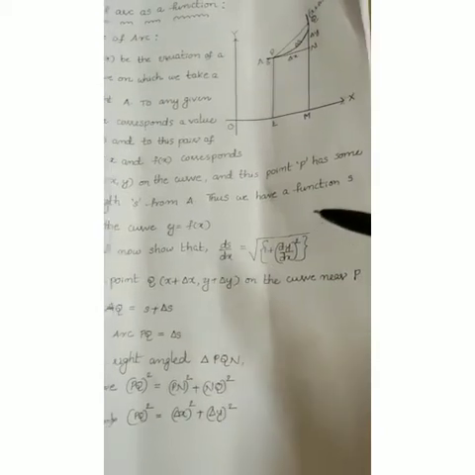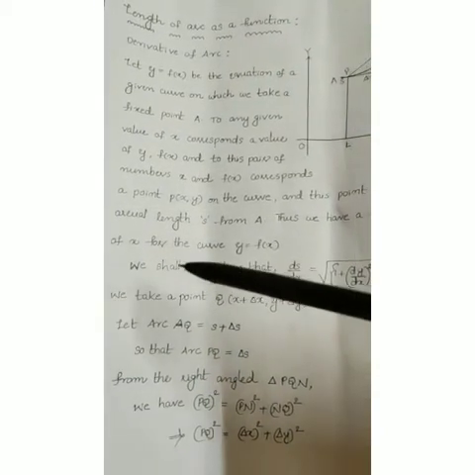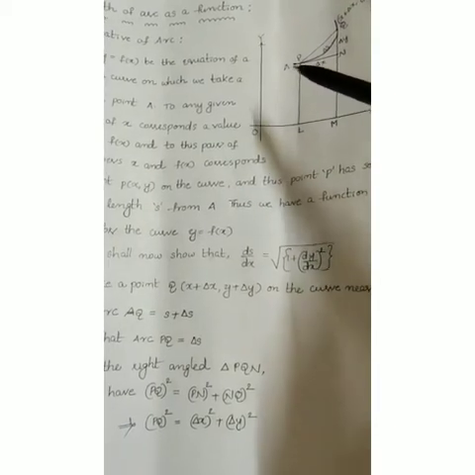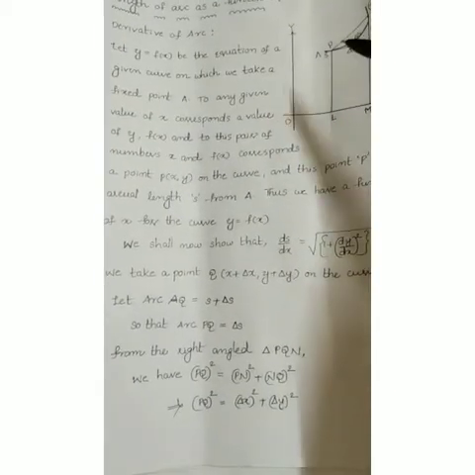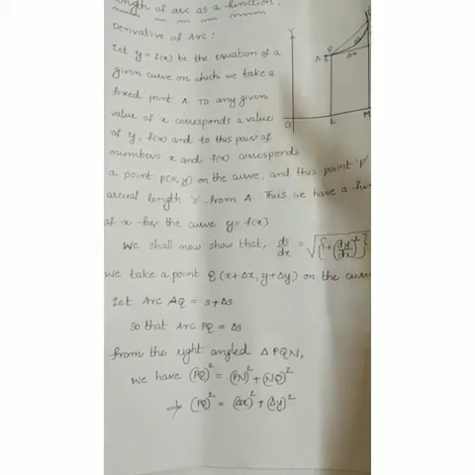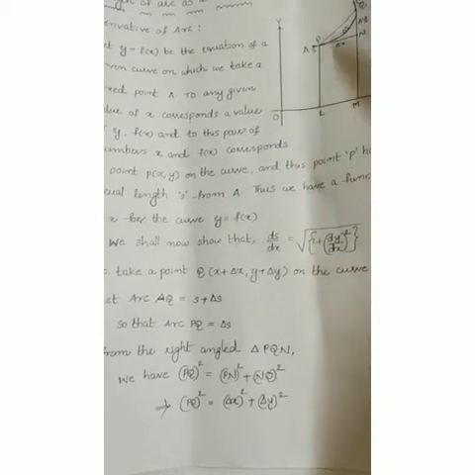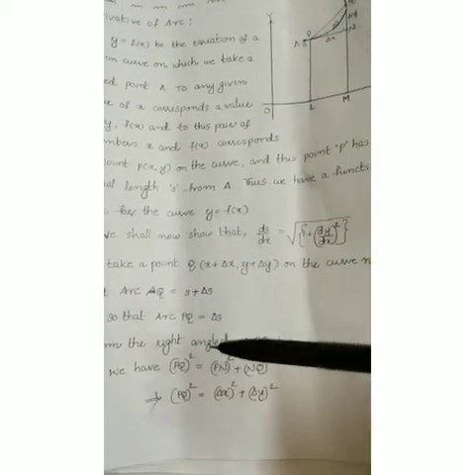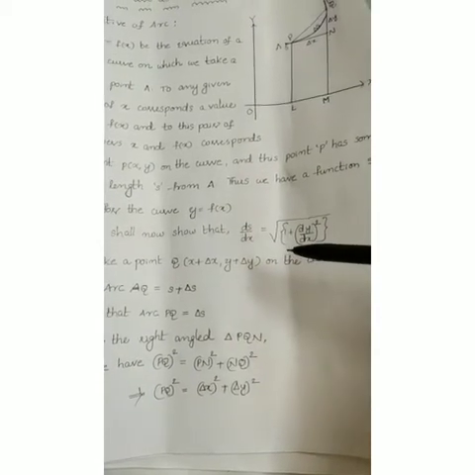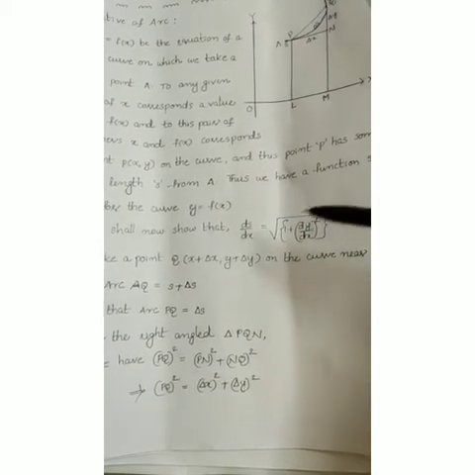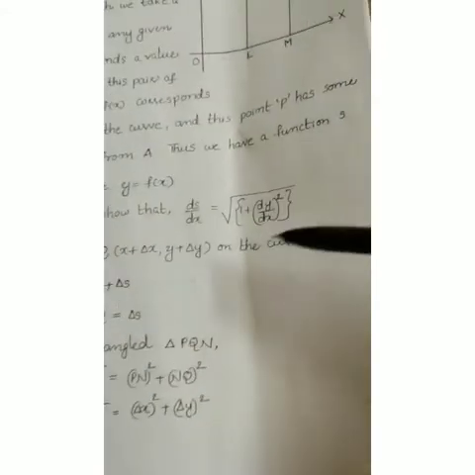Thus we have a function s of x for the curve y equal to f of x. So this is a function of x, s of x, for the curve y equal to f of x. Now we shall prove that ds by dx equal to under root of 1 plus dy by dx whole square. This is what we want to prove.